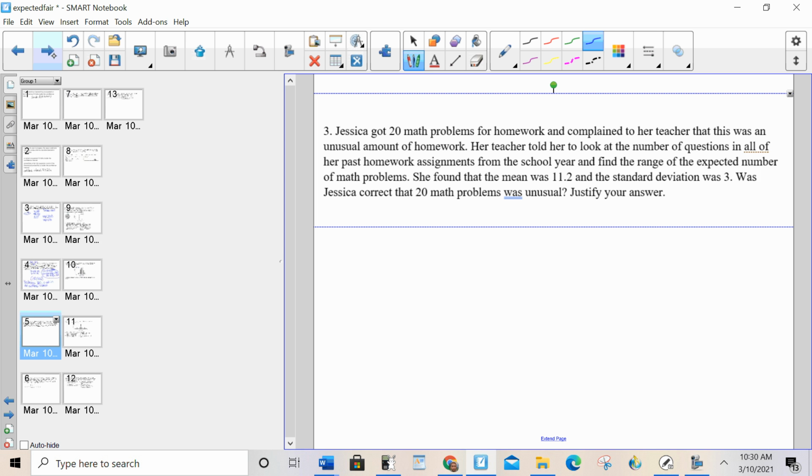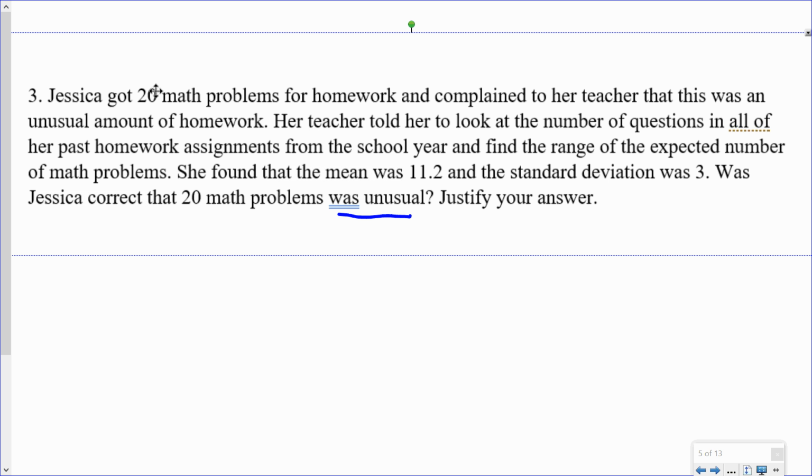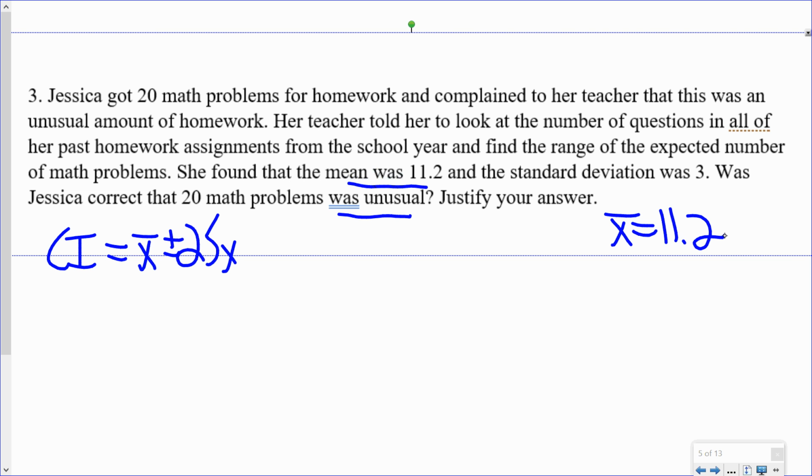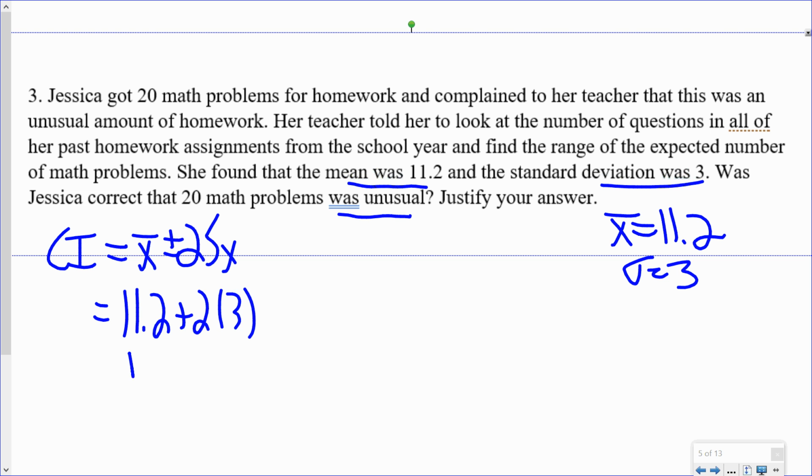Let's just skip to it. Jessica wants to know if something was unusual. So to determine if something is usual or unusual, I find the confidence interval, which is the mean plus and minus 2 times the standard deviation. The mean was 11.2. The standard deviation was 3. So it's going to be 11.2 plus 2 times 3, 11.2 minus 2 times 3.